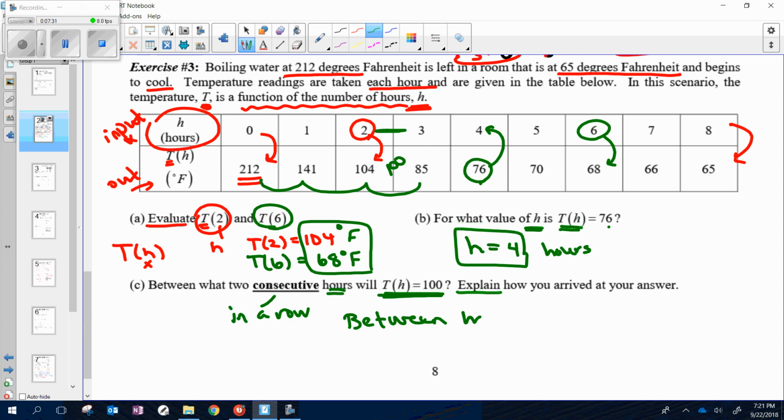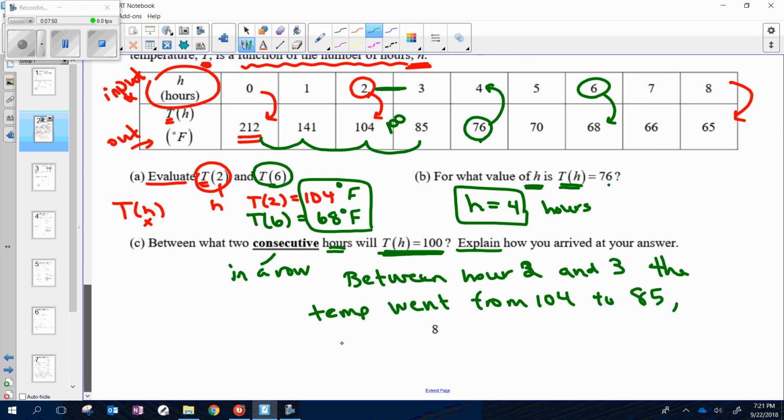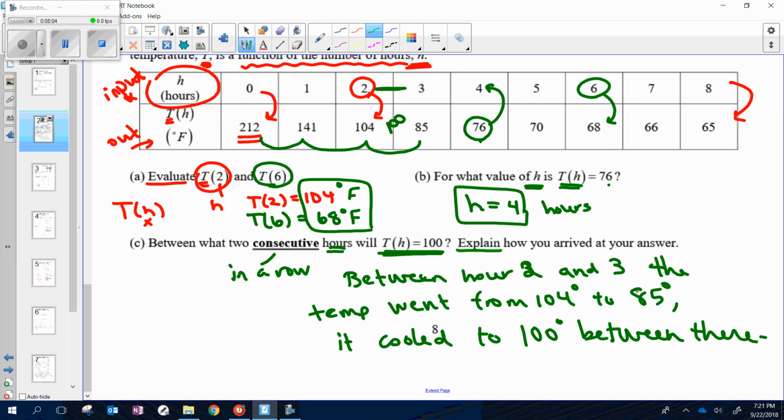Between hour 2 and 3, the temperature cooled, or you could say went from 104 to 85. It cooled to 100 between there. So the temperature dropped from 104 degrees to 85 degrees, so that took between 2 and 3 hours. Sometime in that time frame is when we reached 100.